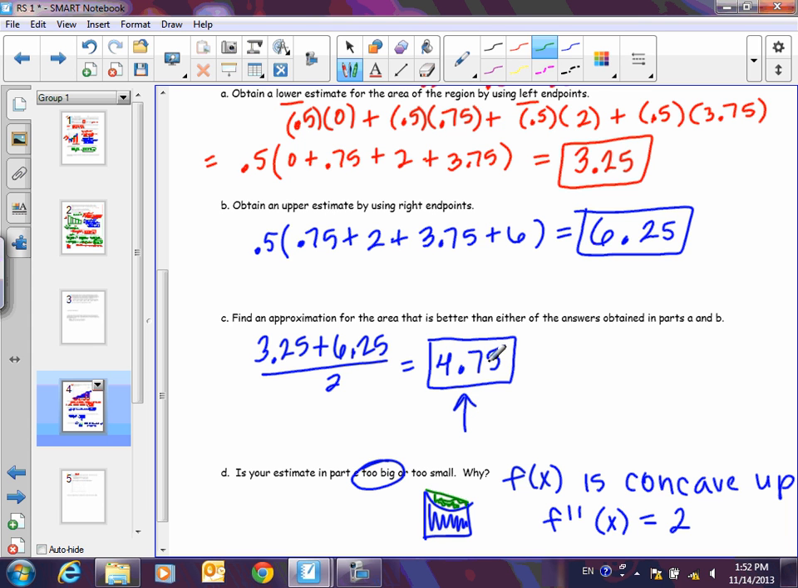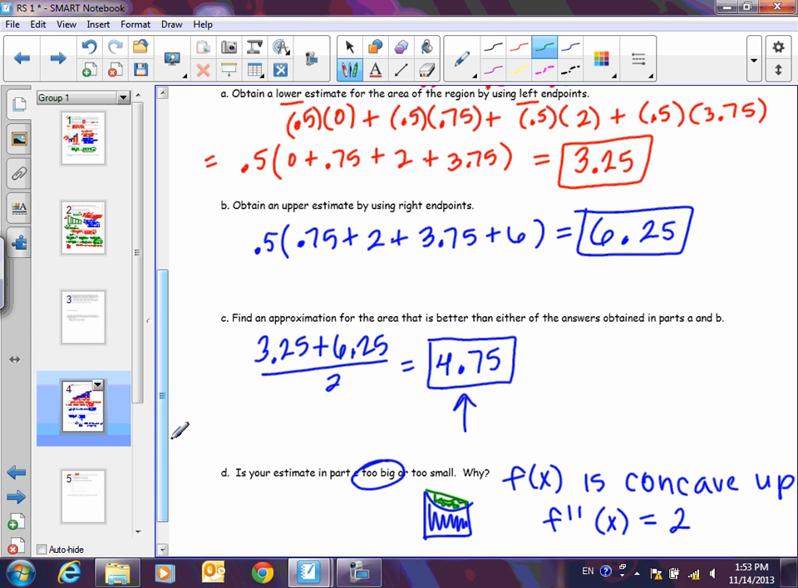Yeah, it's definitely going to be bigger than 3.25 and it's going to be smaller than 4.75. It's going to be, though, pretty close to 4.75. It's not going to be like 4, okay? This is still a pretty good approximation, but it's a little bit too big. So I'm thinking maybe 4.7, 4.6, something like this, okay?